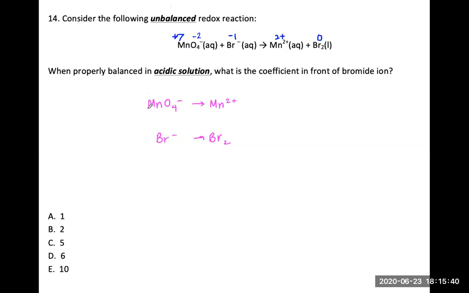Looking at our first reaction, we're going from manganese plus 7 to manganese 2 plus. And it's nice because we already have the same number of manganese on both sides of the reaction. I can see that each one manganese is gaining 5 electrons. That's how it goes from plus 7 to plus 2. I just have 1 manganese, so I'm going to go ahead and add on 5 electrons.